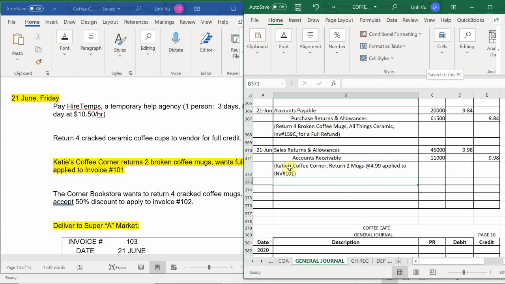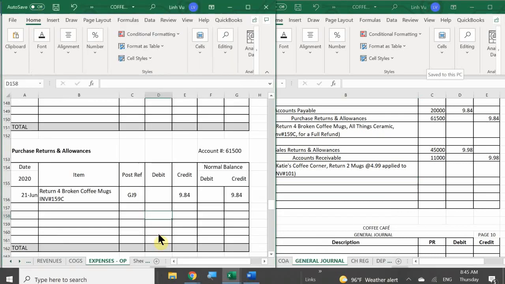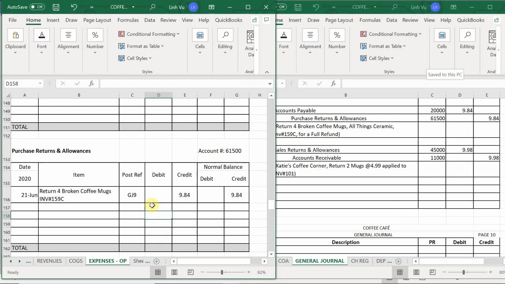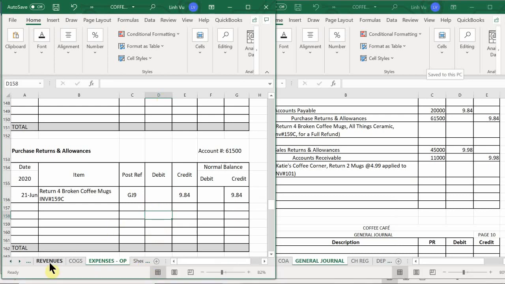Perfect. So what do we do now? We post our general ledger. Post to the general ledger. Good. After journal always comes the ledger. So in this case, we got a sales, returns, and allowances.